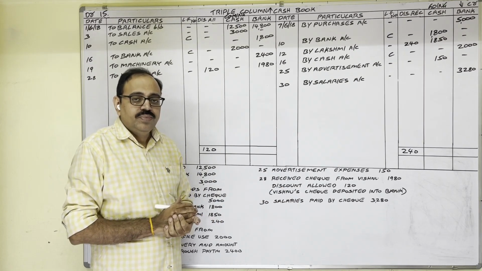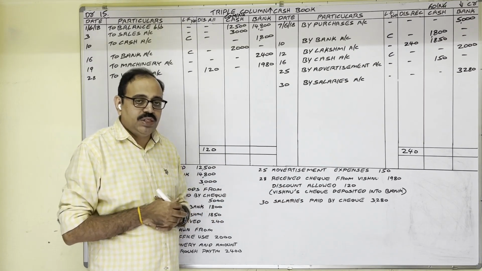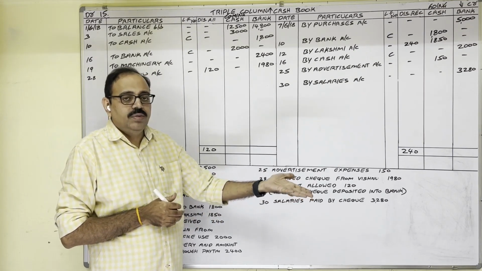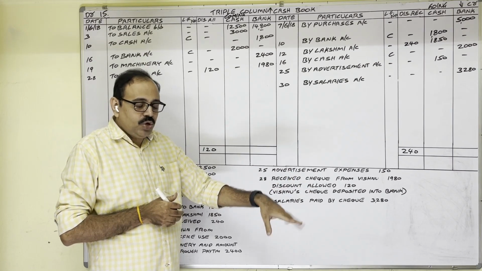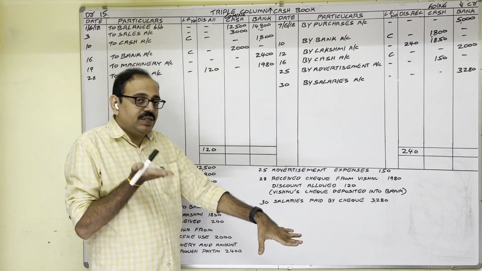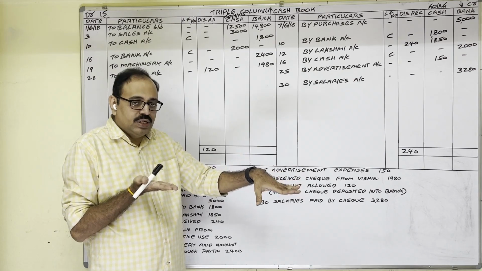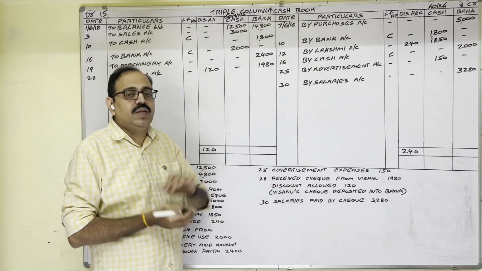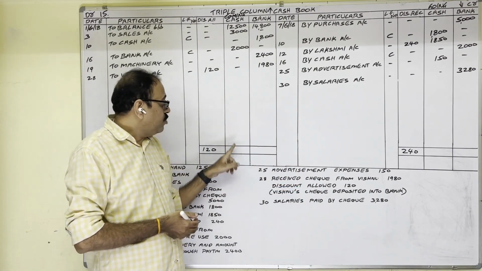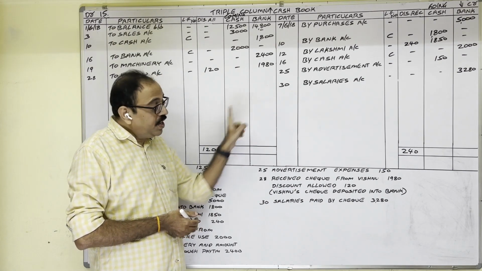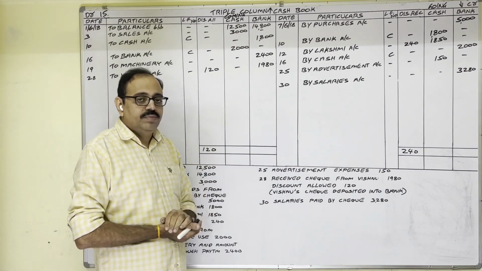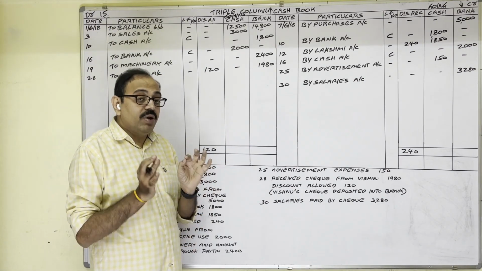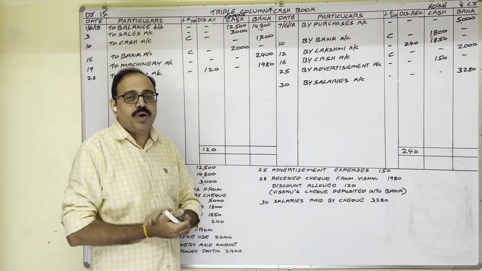Suppose we have 200 rupees with us. How much can we spend? Below 200 only. So payments should be less than or equal to receipts. Payments cannot be more than the receipts. So suppose in the cash column, the credit total is more than the debit total. Then remember you made a mistake. Again you have to verify the problem.